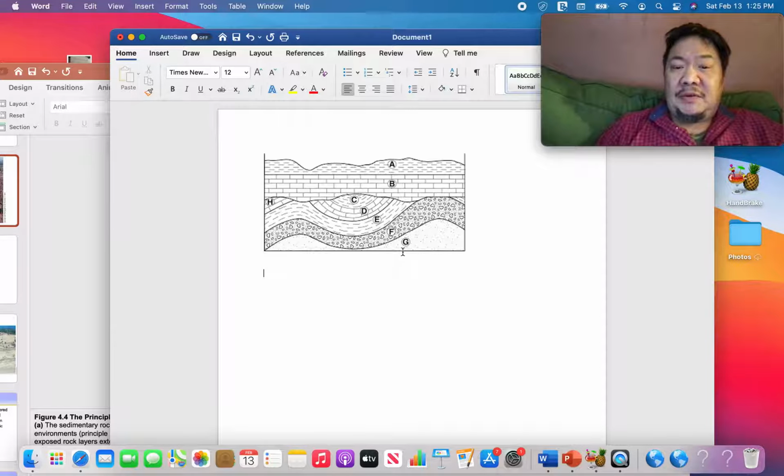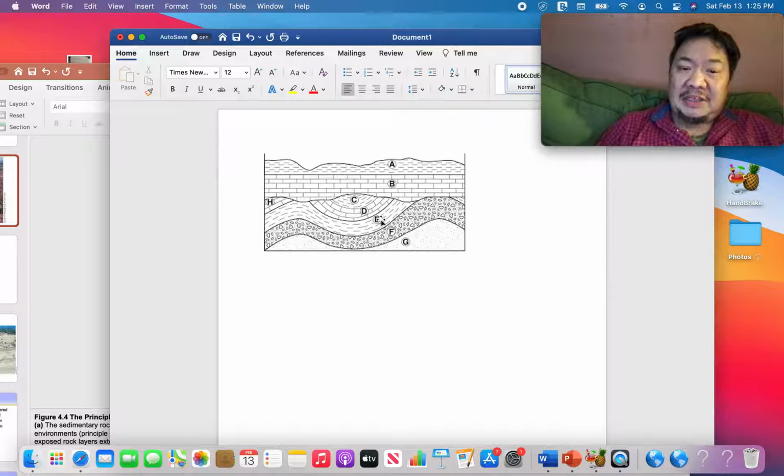What do you see, first of all? Well, bed G is a sandstone because it has dots like this. That pattern means sandstone. This bed has angular pebbles in it, so this bed F is a breccia. Bed E is a shale because it's got dashes. Bed D is a limestone because it has this brick pattern with it. Bed C is a shale. Bed B is a limestone, and bed A is a shale.